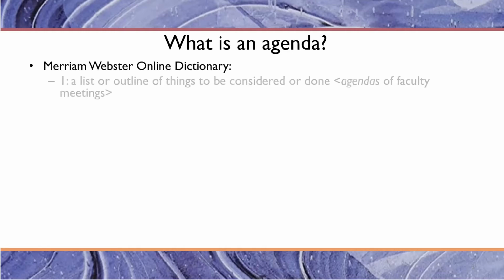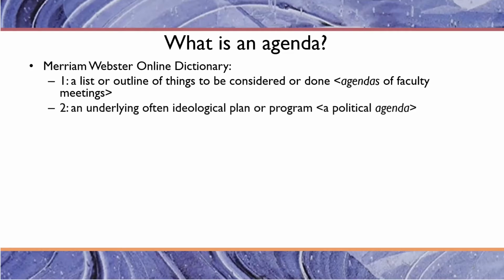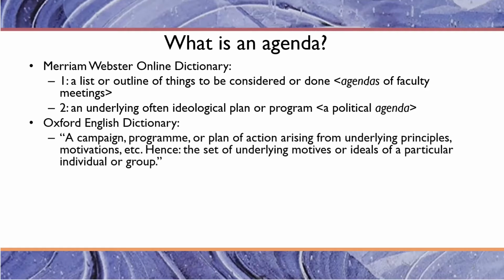So what do we mean by an agenda? Well, let's start with some definitions from the dictionary. The Merriam-Webster dictionary defines it as a list or outline of things to be considered or done, like a meeting agenda, but also an underlying or often ideological plan or program, like a political agenda. And you'll hear terms bandied about in politics like the radical right-wing agenda, the radical left-wing agenda. And that's not what I mean here in agenda setting, and that's not what we mean in the agenda setting literature. The Oxford English Dictionary talks about an agenda as a campaign program or plan of action arising from underlying principles, motivations, etc., hence the set of underlying motives or ideals of a particular individual or group.